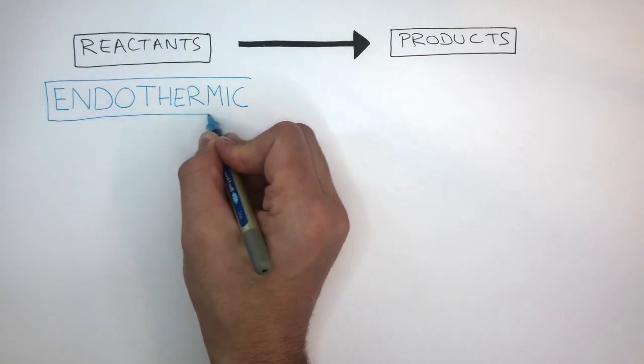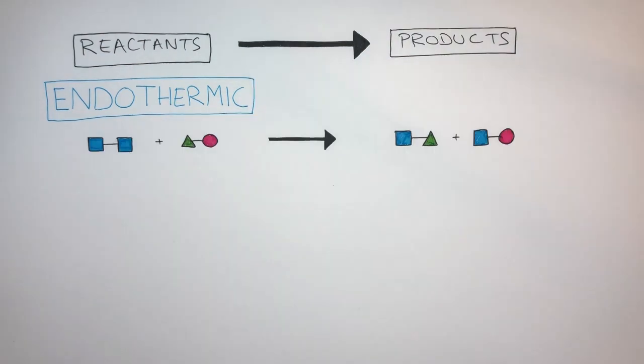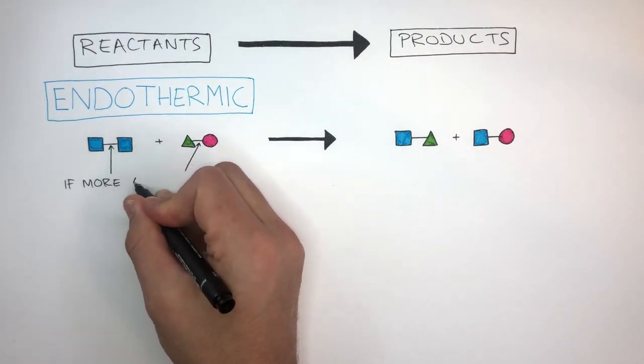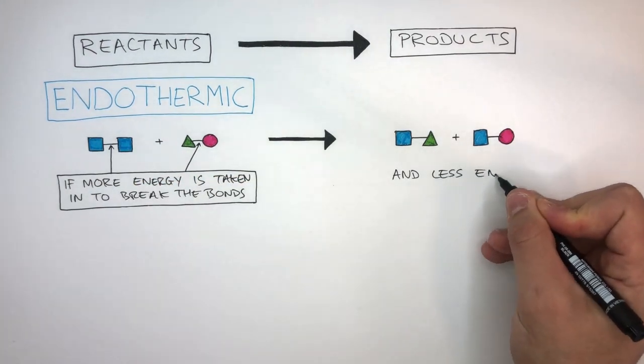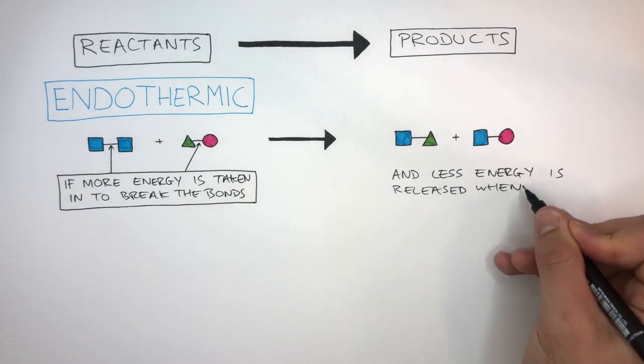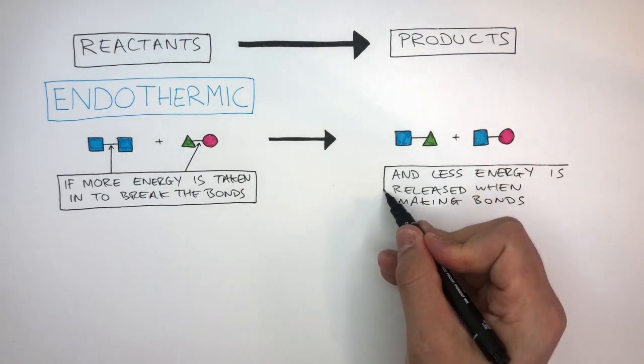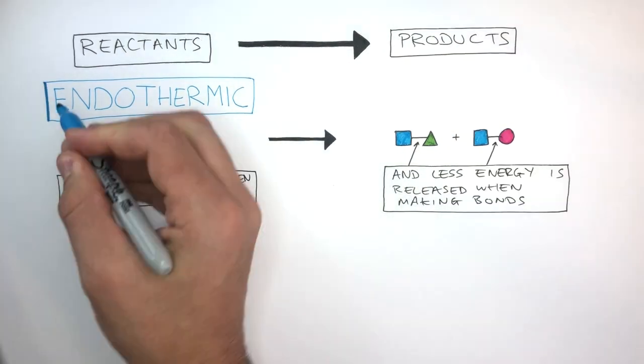Yet if bond making always releases energy into the surroundings, causing the temperature to increase, how comes overall the temperature of the surroundings can decrease in an endothermic reaction? Well, if more energy is taken in when breaking the bonds and less energy is released when making the bonds, then overall the reaction will be endothermic.